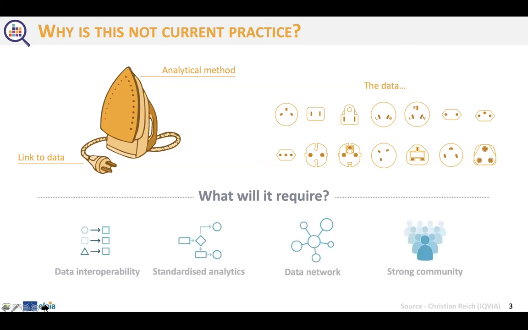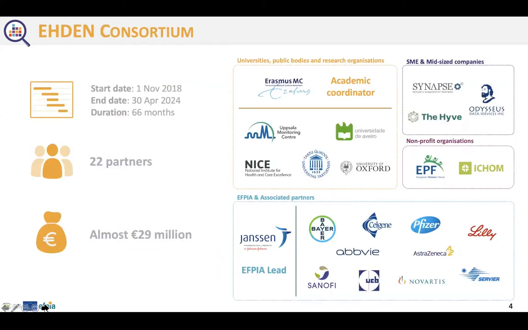And therefore, we need to focus on a couple of aspects. First of all, achieve that data interoperability by establishing a common data network. Standardized analytics, which are only being made possible by standardizing on such a common data model. And of course, we need to have the technical infrastructure, the data network itself, to apply that across the network. And we also need to be backed up by a strong social component, a strong community to drive these standards, these methods forward.